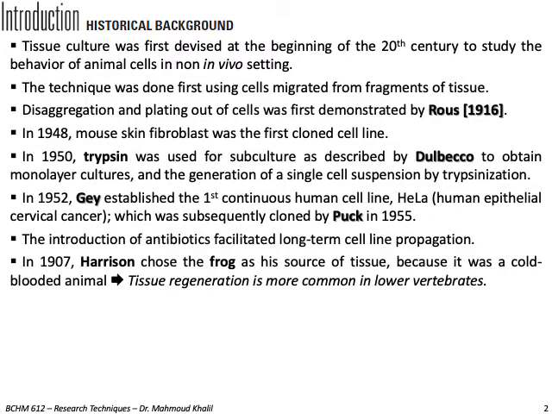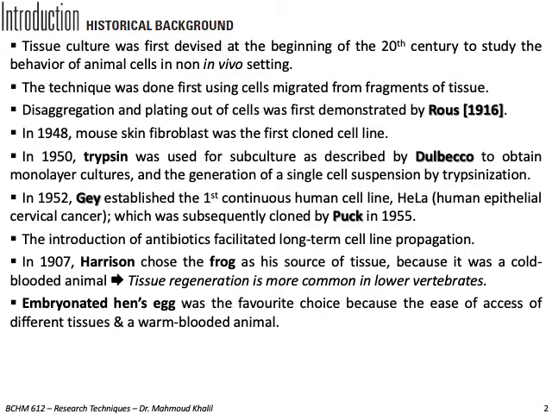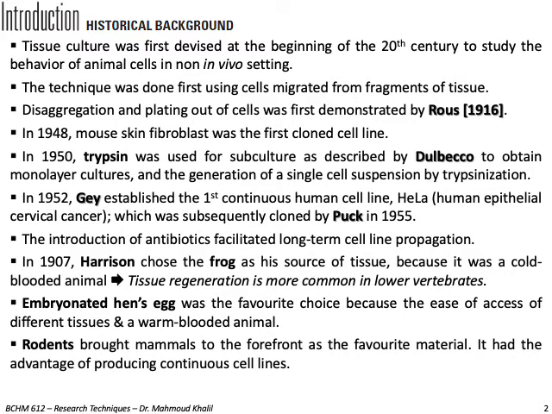In 1907, Harrison chose a frog as his source of tissue because it was a cold-blooded animal, and tissue regeneration is more common in lower vertebrates. Embryonated hen's egg was the favorite choice because of the ease of access of the different tissue, and as well it is a warm-blooded animal. Rodents brought mammals to the forefront as a favorite material, and it had the advantage of producing continuous cell lines.